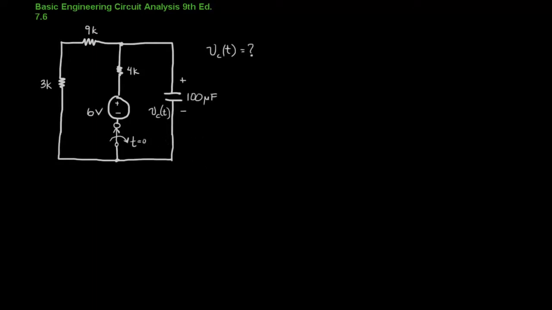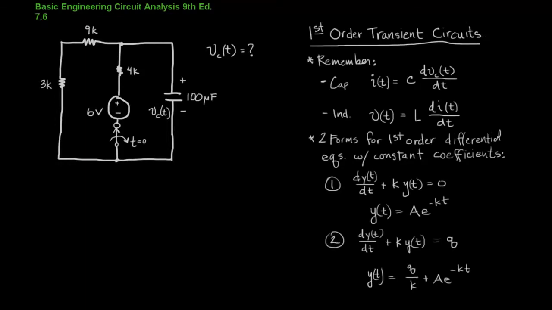When we approach these kinds of circuits, there are a few things that we want to keep in mind. First of all, remember the formula for a capacitor and for an inductor. For a capacitor, we know that the current as a function of time is related to the voltage and the capacitance in this way here. Similarly, for an inductor, the voltage is related to the inductance and the current using this formula here.